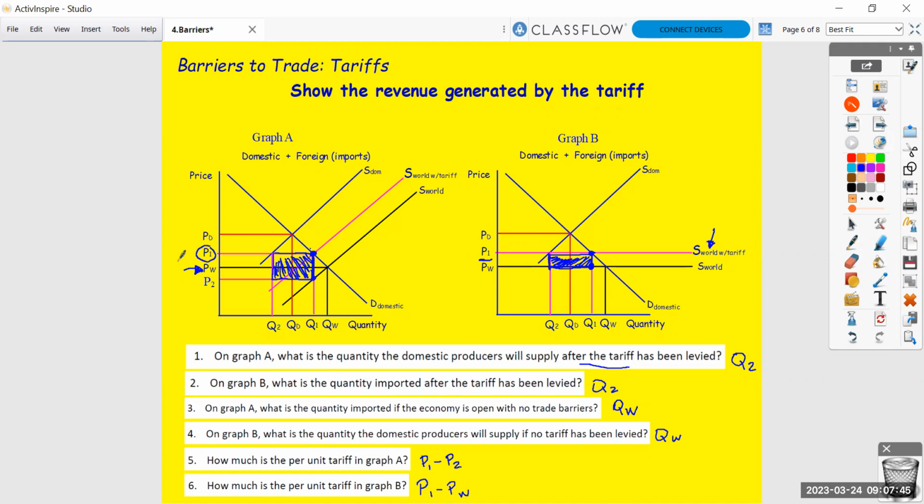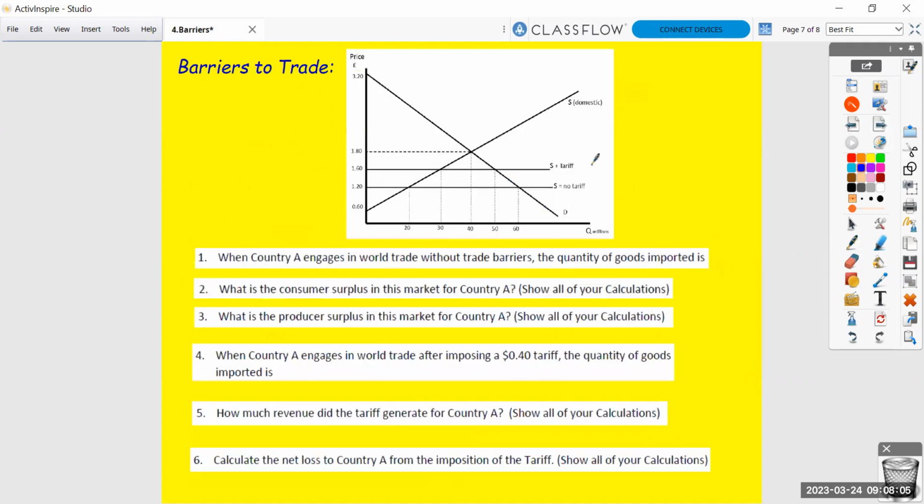Okay. Do you guys have any questions on this graph? All right, are you ready to flip over to the next page? Yeah.